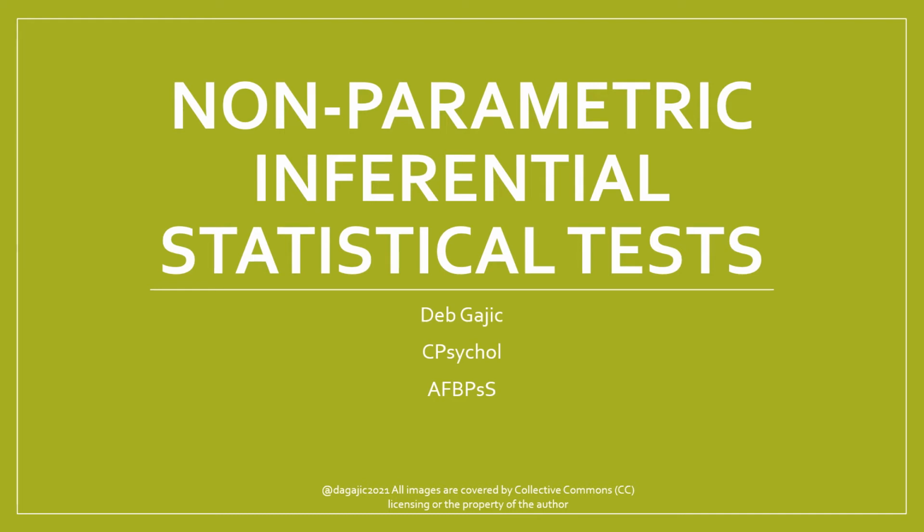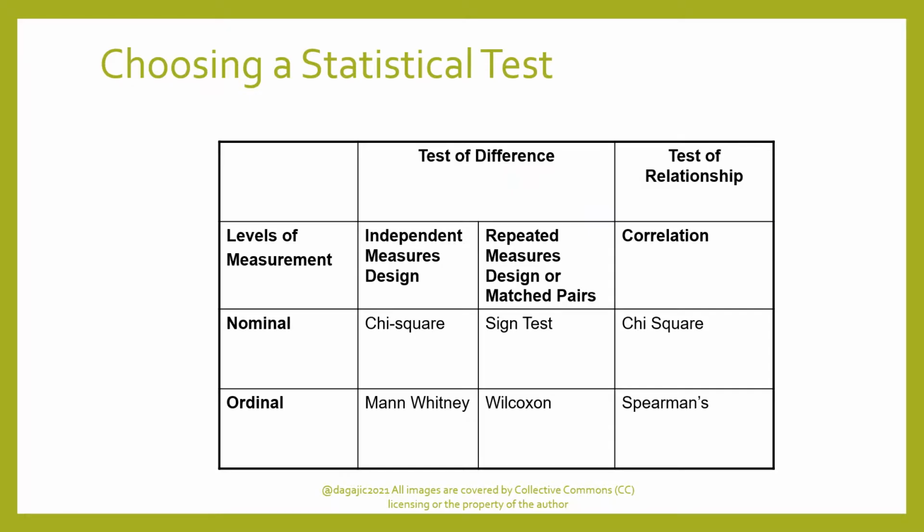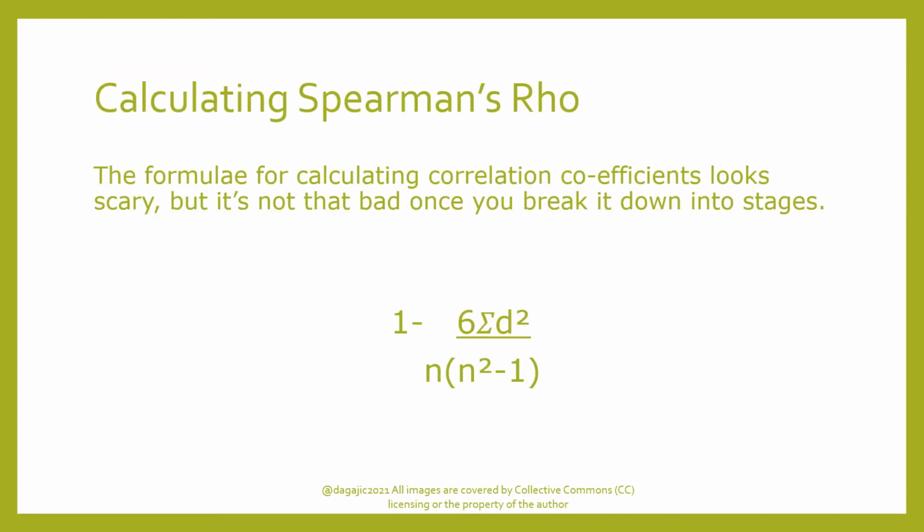In this short video, I'm going to take you through a step-by-step guide into how to calculate Spearman's. This table shows you what statistical test, a non-parametric one, to use when. You can see that for Spearman's, it's a test of a relationship with a correlation with ordinal data. So the formula for calculating Spearman's rho looks quite scary, but actually it's not that bad once you break it down into stages.